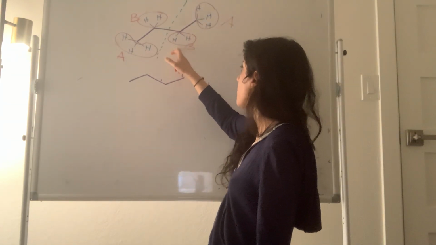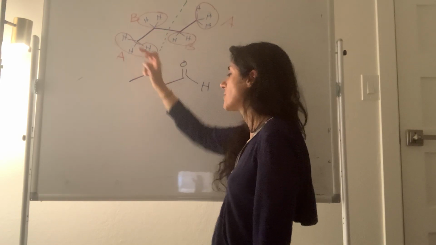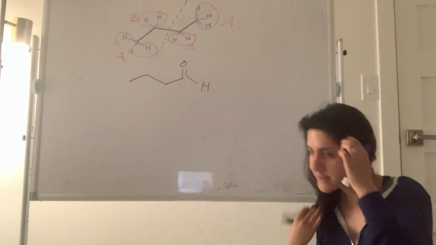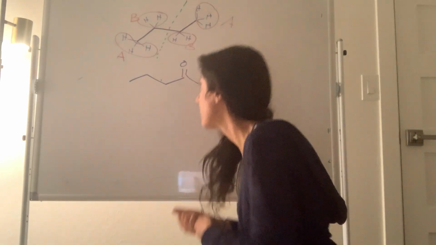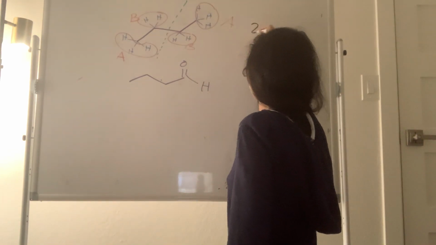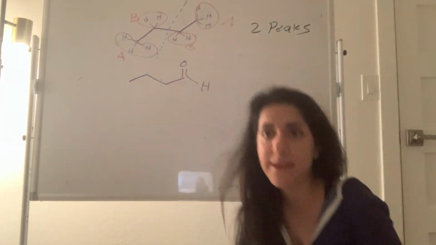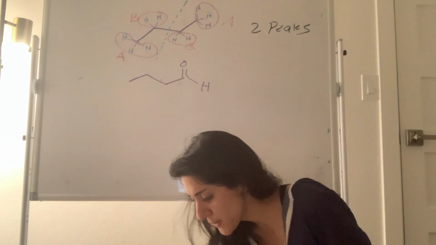Now here, the right neighbor is CH3, and the left neighbor is CH2 attached to a CH3. So they have the same neighbors. If you have the same neighbors, you are going to be equivalent to each other. So how many peaks am I going to see on NMR for this? I'm going to see 2 peaks on the NMR. Good job. Hopefully you're getting the hang of this.